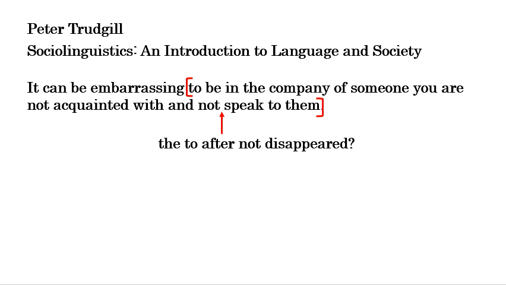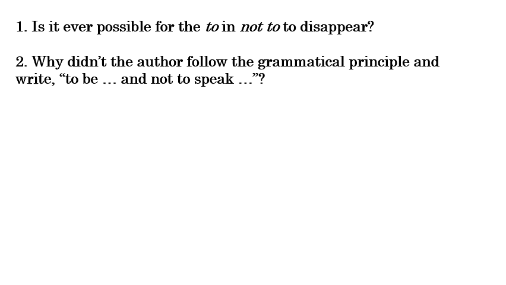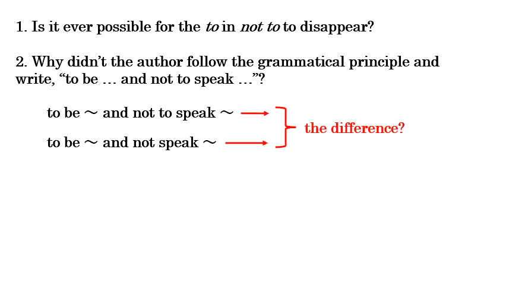Do you remember what I said might be the reason why that explanation didn't convince you? Yes. I took notes. 1. Is it ever possible for the "to" in "and not to" to disappear? 2. Why didn't the author follow the grammatical principle and write "to be, and not to speak"? To answer this question, we need to consider the difference between "to be, and not to speak" and "to be, and not speak." It seems reasonable to assume that the author deliberately omitted "to" after "not" with that difference in mind.